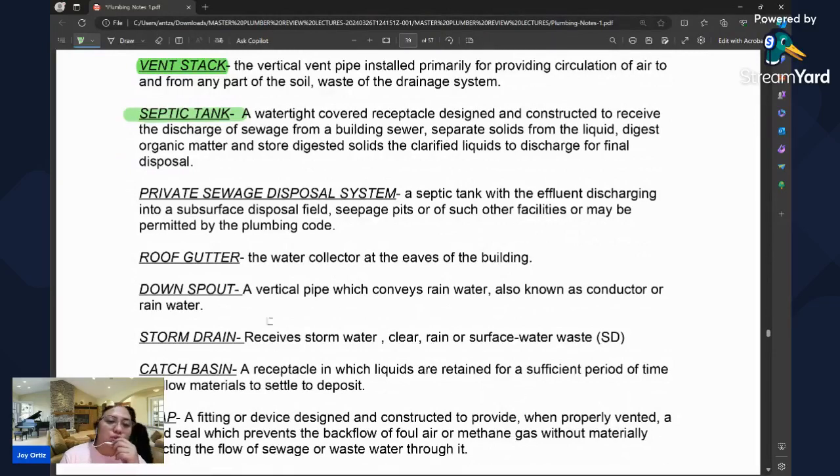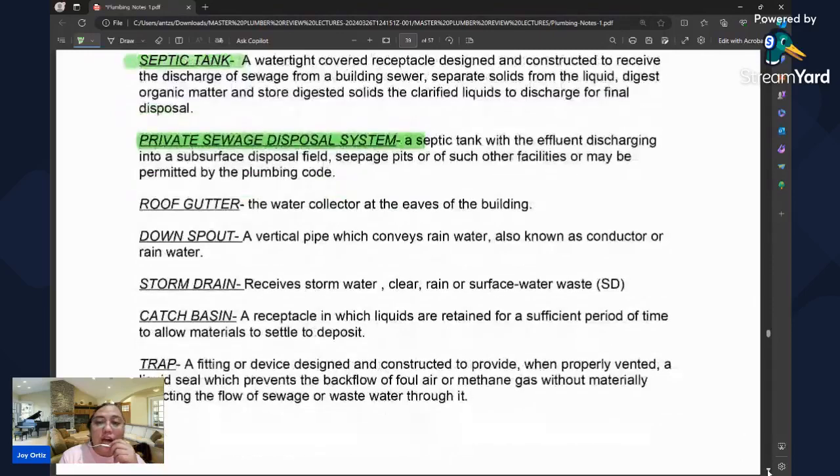So private sewage disposal system, it's a septic tank with effluent discharging into a subsurface disposal field, seepage pits, or such other facilities as may be permitted by the plumbing code.